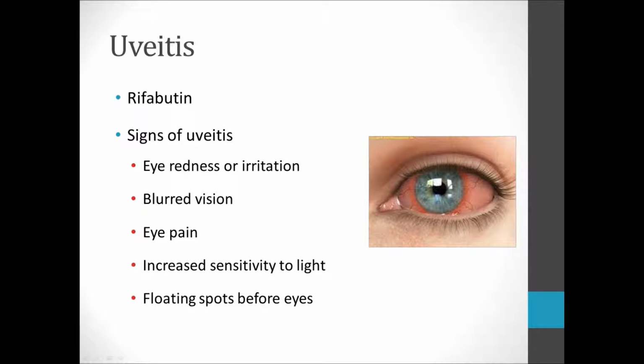Uveitis is specific to rifabutin, which may be used in treatment of TB disease regimens, but it is one of the medications used in the 3-HP regimen for TB infection. Signs of uveitis are a redness and irritation of the eye, blurred vision, eye pain, increased sensitivity to light, or floating spots before the eyes.